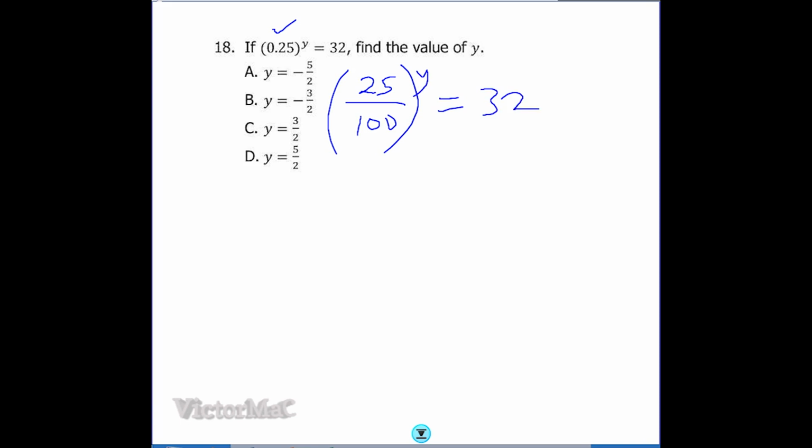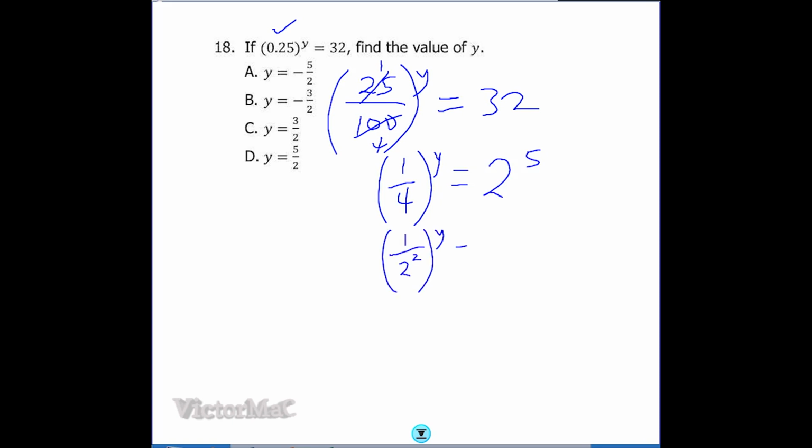Simplifying this, 25 here is 1, 25 here is 4, so we have 1 over 4 raised to power y. And don't forget, we can write 32 as 2 raised to power 5. 2 in 5 places, when multiplied, we have 32. 1 over 4 can be written as 1 over 2 squared raised to power y, equals 2 raised to power 5. Then by the reciprocal law, the negative power law, I can write this so that my numerator is 1, changing it to 2 to the negative power 2, then y.